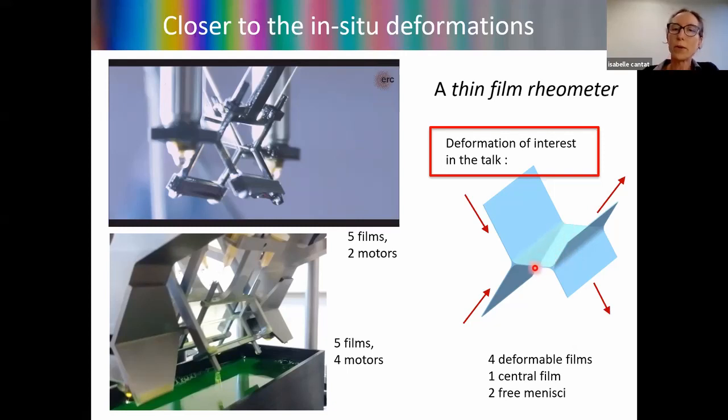This central film is horizontal, so there is no problem with gravity, and it is limited by 2 free meniscus. So it mimics relatively well what could be a free film in a foam, because it is not touching the solid, only a little bit at these 2 ends, but there will be no boundary effects here and there, because everything will be invariant by translation in this direction.